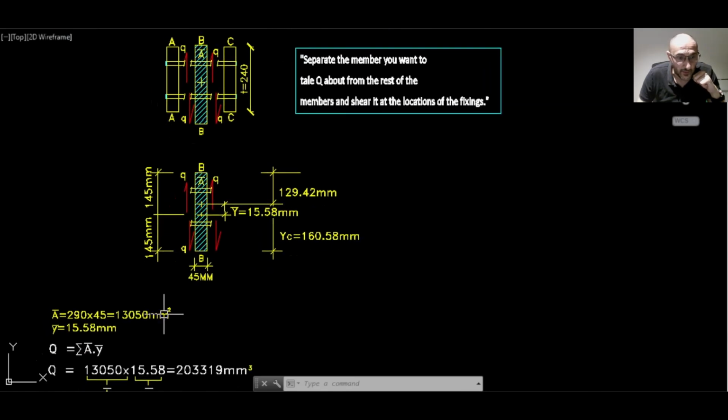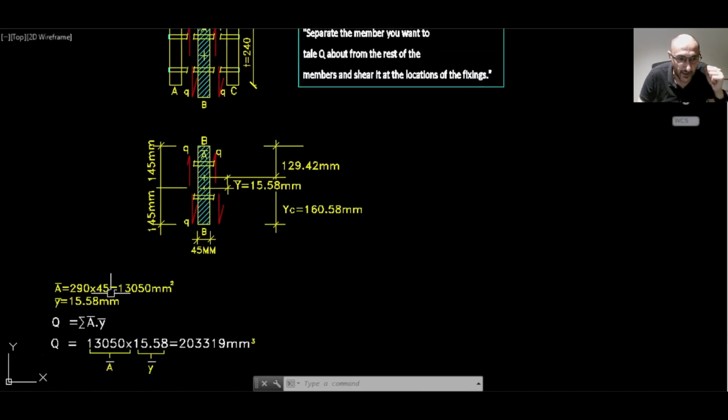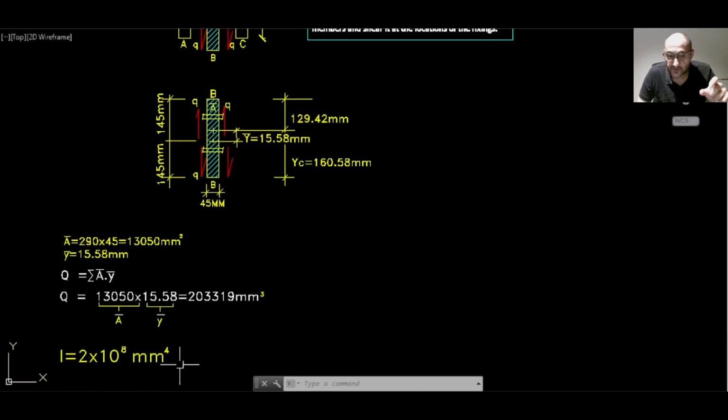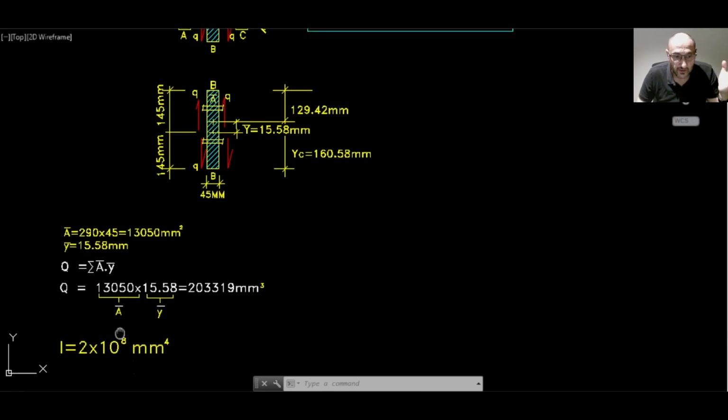So what is the first moment of area? We have the sum of A bar multiplied by Y bar. So A bar in this case is 290 by 45. That's 13,050 millimeters squared. Y bar is 15.58. Q will give us, if we multiply them together, 203,319 millimeter cube. The second moment of area is exactly the same. It hasn't changed. So that's 2 times 10 to the power 8. Okay, now to the shear flow.